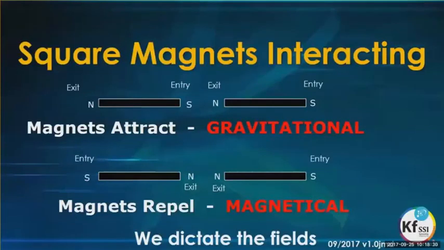When you have the same polarity at the bottom there, north and north, the magnets will repel each other and push each other away, and that's what we will term as magnetical. But this is only in the square magnets that we get these essentially two directions.